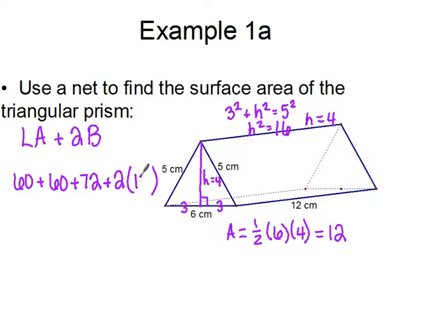So in this formula we put 12. So this is the front side plus the back side plus the base plus 2 of the triangles on the end. And you're going to add this all together. So 120 plus 72 plus 24, we get 216. And it's centimeters squared. Okay? Surface area is the area of all the surfaces.